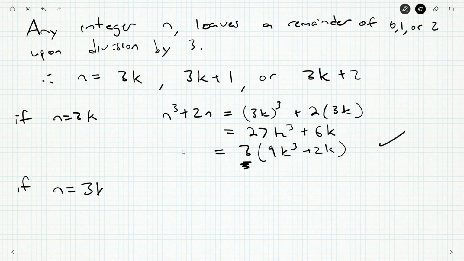Okay, if n is 3k plus 1, then n cubed plus 2n, these are going to be the harder cases.